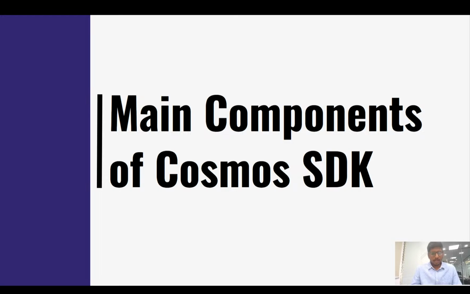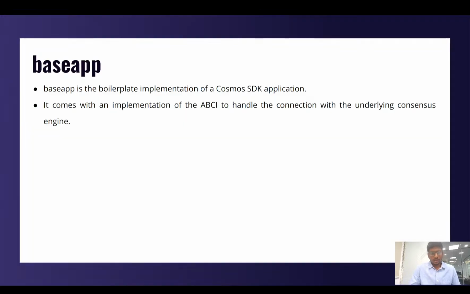Next comes the main components of the Cosmos SDK. First comes the BaseApp. We have discussed ABCI, the Application Blockchain Interface, which is used for interaction between the application and the consensus algorithm. In the Cosmos SDK we have something called BaseApp. That BaseApp provides a boilerplate implementation of the entire Cosmos SDK application. We'll be using that BaseApp to extend our entire application.